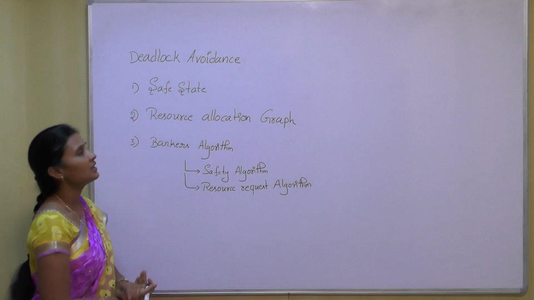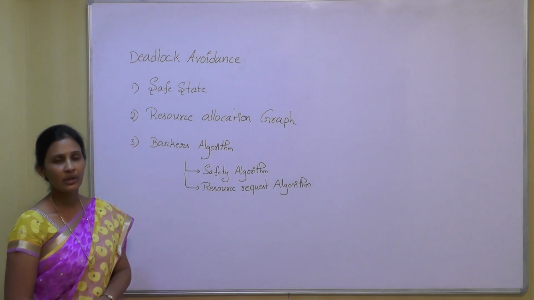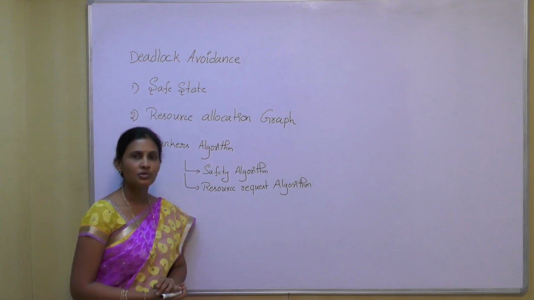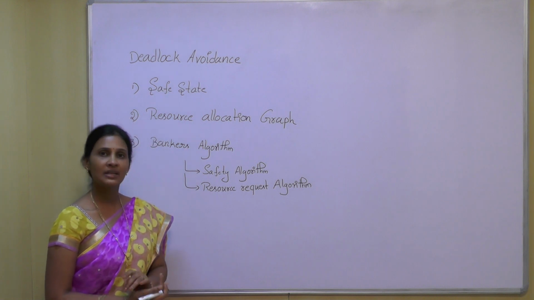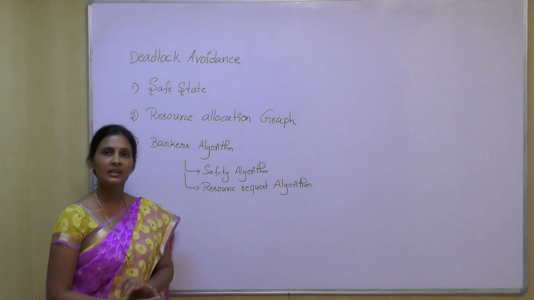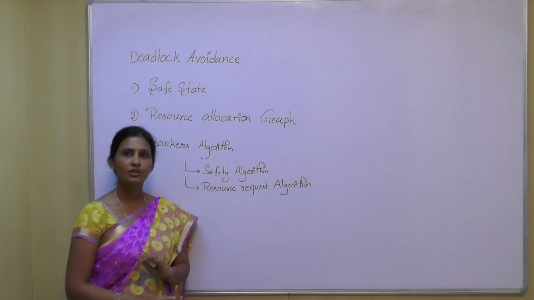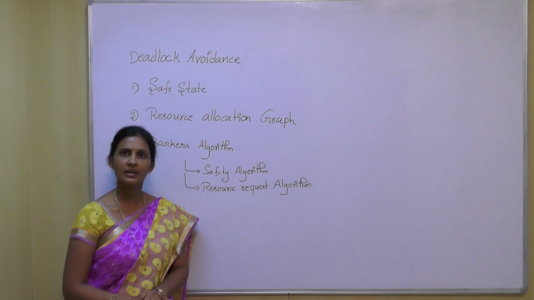Two approaches are used for deadlock avoidance. In the first approach, do not start a process if its demand might lead to a deadlock. In the second approach, do not grant a resource request to a process if that allocation might lead to a deadlock.